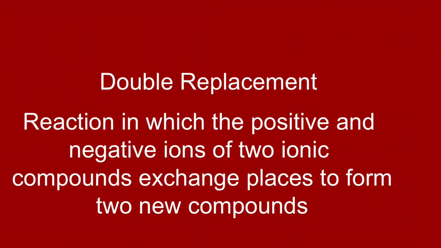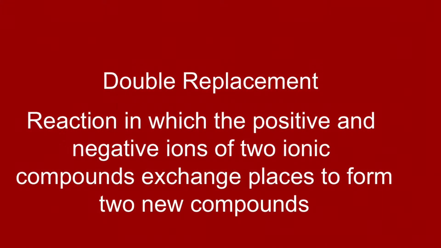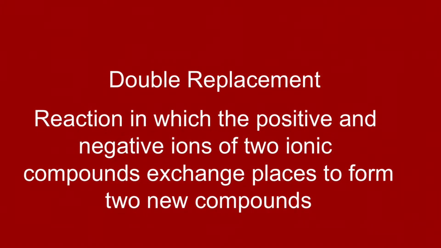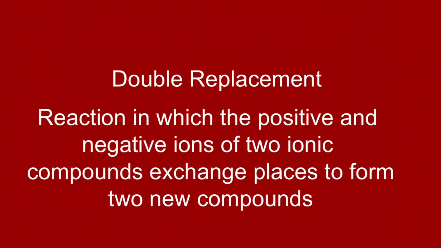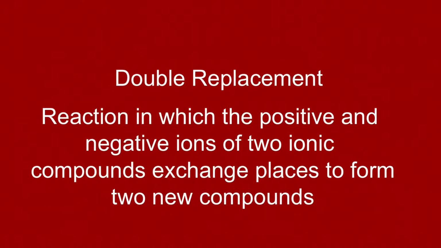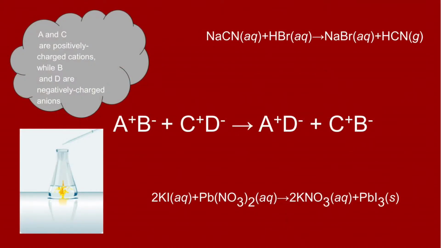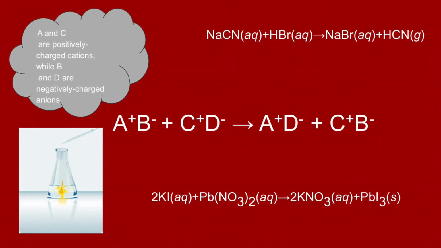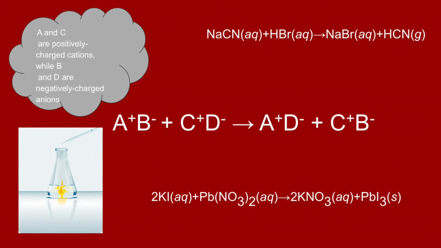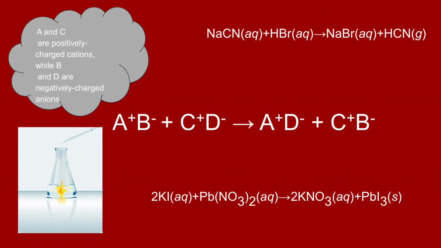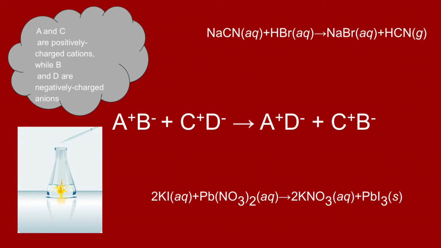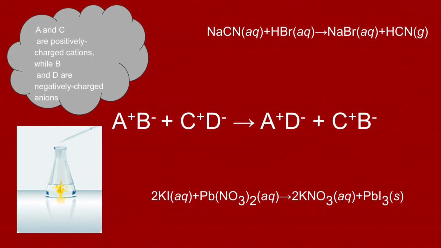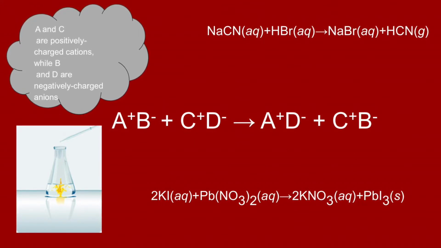A double replacement reaction occurs when the positive and negative ions of two ionic compounds exchange places to form two new compounds. This reaction can be distinguished as the reaction that exchanges elements. A double replacement reaction can be represented by the general equation AB plus CD yields AD plus CB. AB and CD are two reacting compounds, and AD and CB are the two product compounds that result from the reaction. During the reaction, the ions B and D change places.